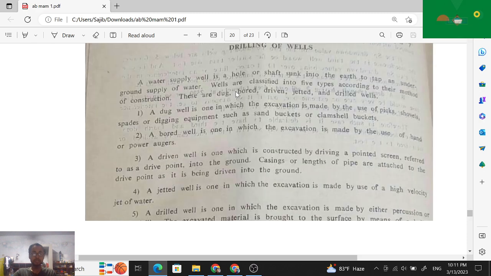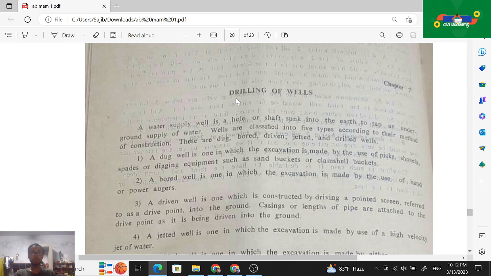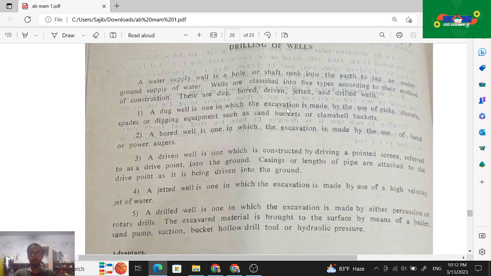Then drilling of wells. What is drilling of wells? A water supply well is a hole or shaft sunk into the earth to tap an underground supply of water. Wells are classified into 5 types according to their method of construction, and these are drag, bored, driven, jetted and drill method.